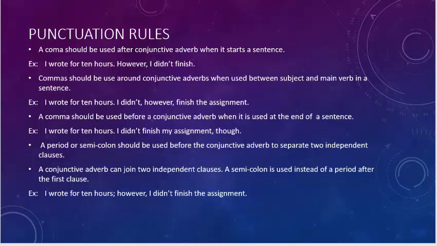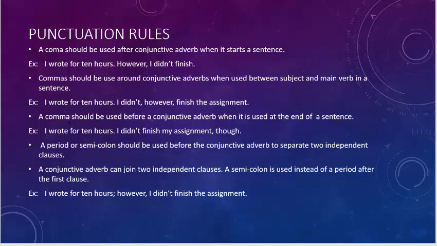Commas should be used around conjunctive adverbs when used between the subject and main verb in a sentence. When a conjunctive adverb is used in the middle of the sentence, between the subject and the verb, then it should be separated with two commas. For example, I wrote for 10 hours. I didn't, however, finish the assignment. You see, this is used between the subject I and the main verb of the sentence, so it is separated with two commas from both sides.